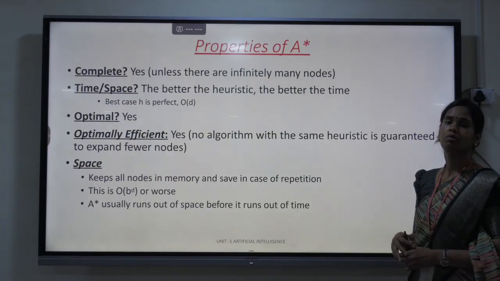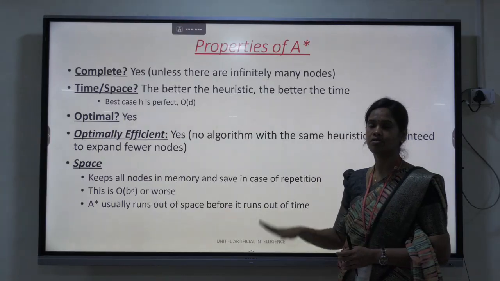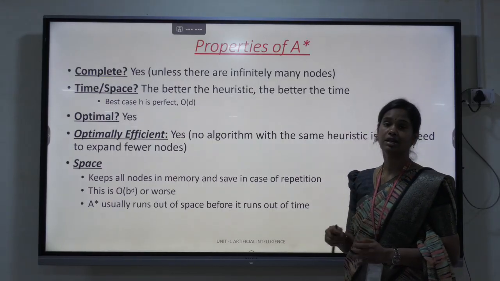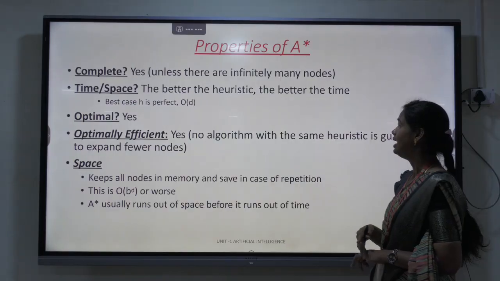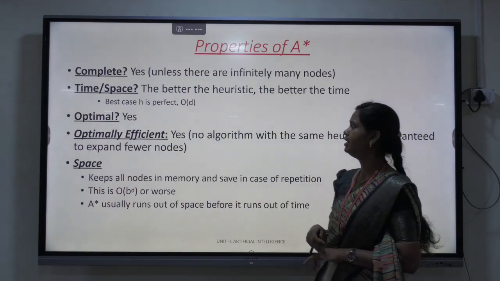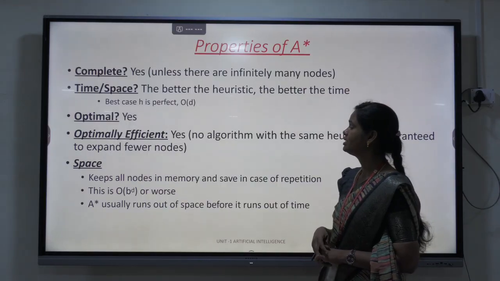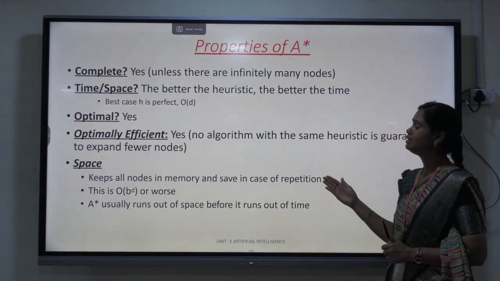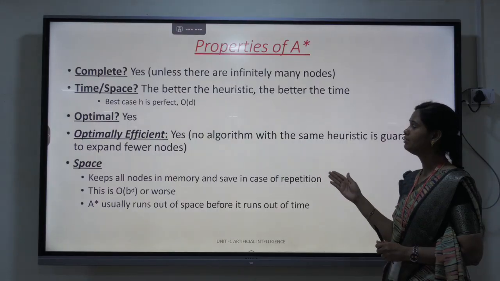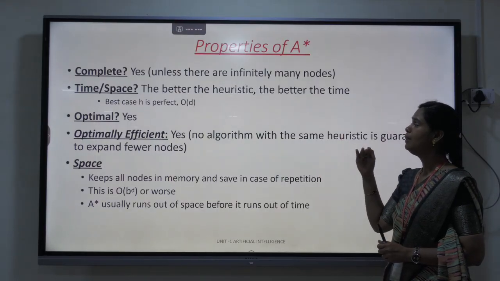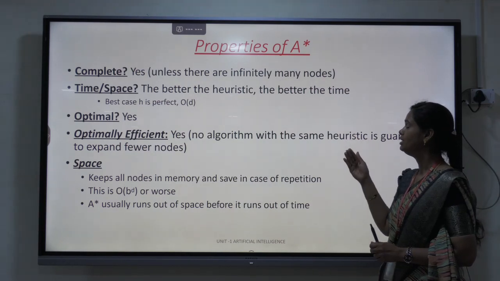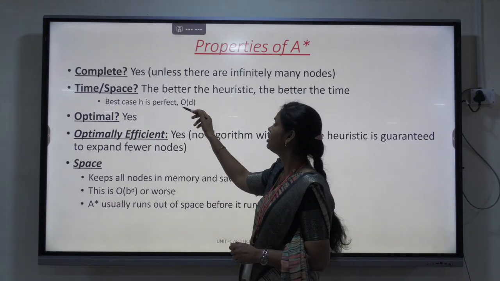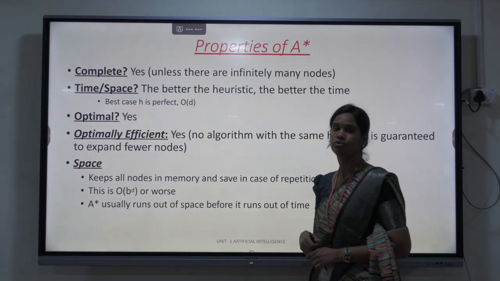Then when we talk about the properties, as we discussed in uninformed search, for informed search also we discuss these properties. First is completeness. Yes, it is complete as long as we don't have any infinite nodes. And the time and space complexity is given. When we talk about space complexity, it gives us better space, since whenever we find the heuristic value, the node is going to be saved in the memory, and it is going to have better timing. Usually for uninformed search it is the order of b to the d.